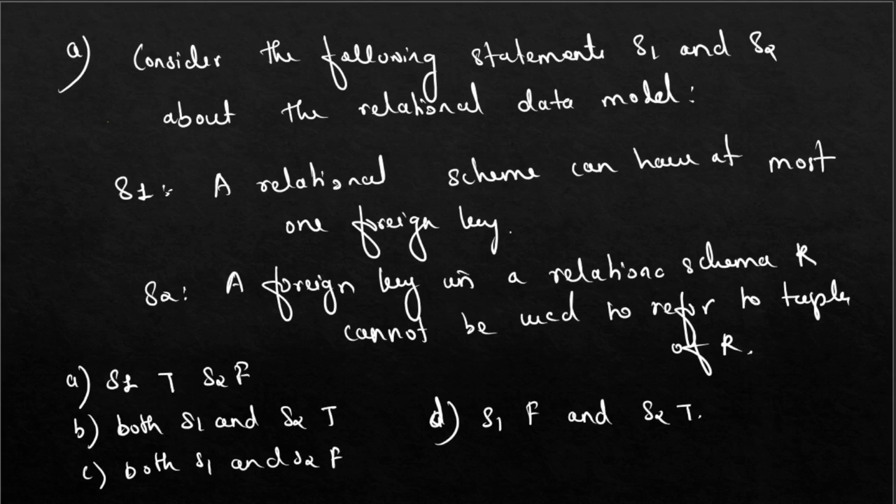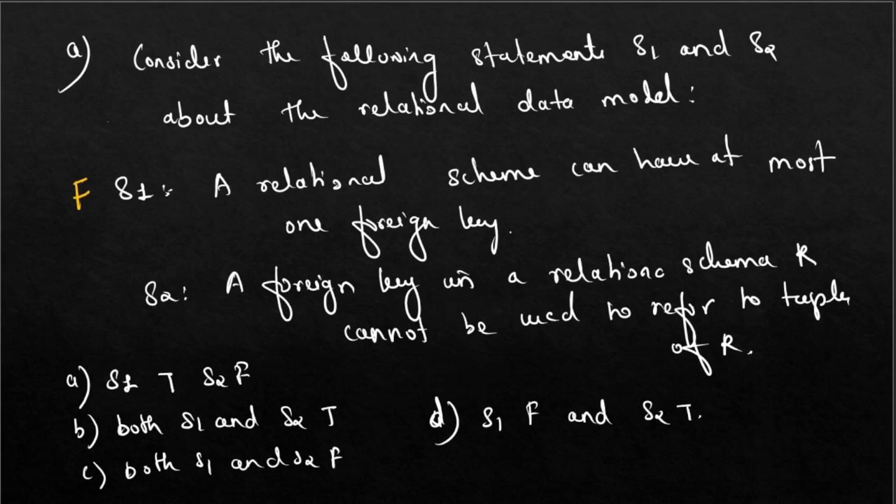Okay, so which is correct? A foreign key is a set of attributes in a particular relation whose values belong to the primary key of the same relation or another relation. Statement 1 says a relation schema can have at most one foreign key. There is no restriction on how many foreign keys a particular relation can have. A relation can have as many foreign keys as required. So this is definitely false.